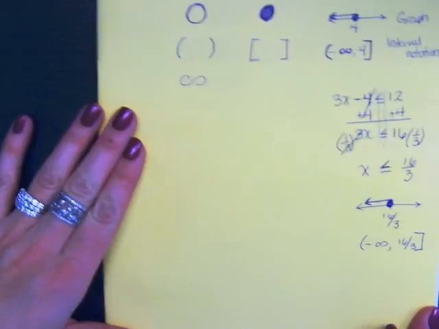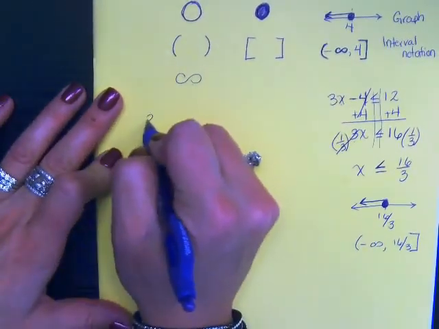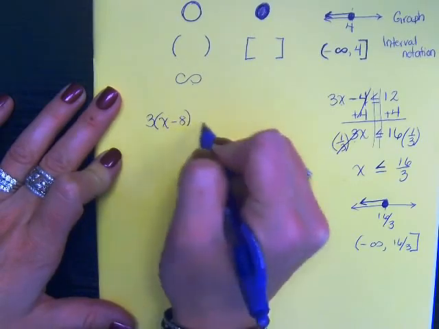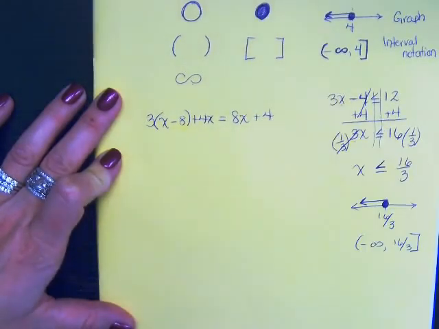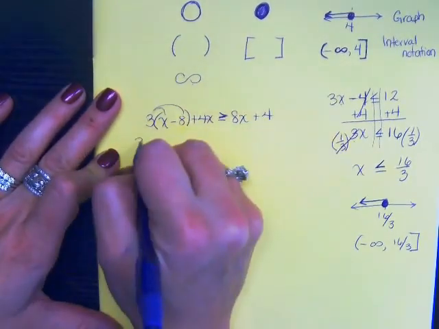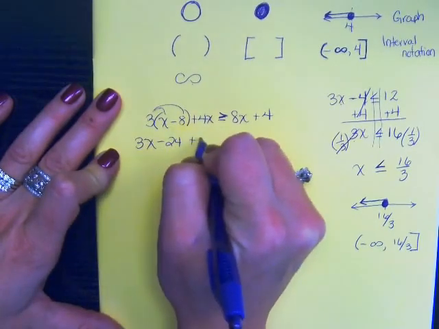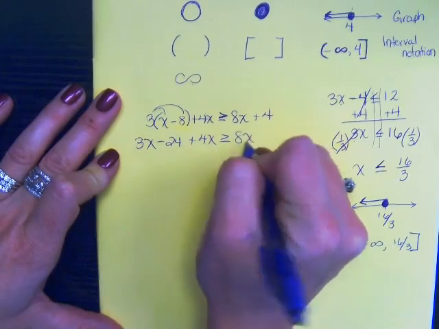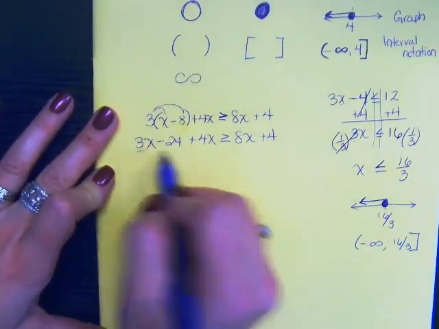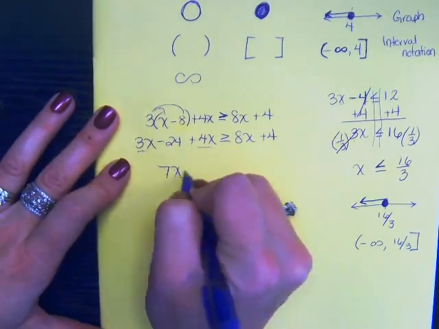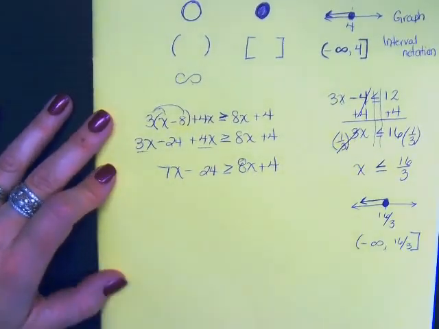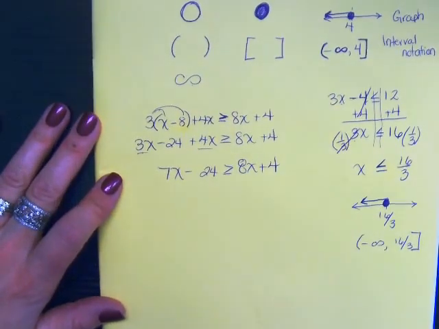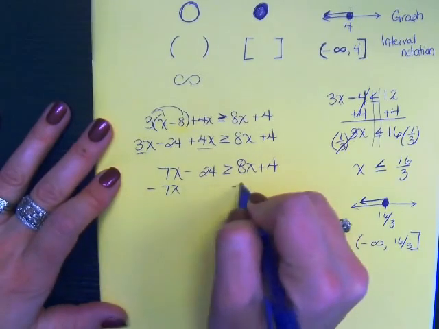Another example, a little bit longer, a little bit harder, would be 3 times x minus 8 plus 4x greater than or equal to 8x plus 4. If I were going to solve this one, first thing I would have to do is distribute on my left: 3x minus 24 plus 4x greater than or equal to 8x plus 4. Combine like terms, 3x and 4x is going to give me 7x minus 24 greater than or equal to 8x plus 4. And now if you follow my technique, which would be to move the variable first and move the smaller one, we would take 7x away from both sides.